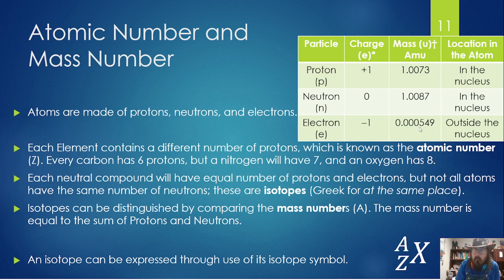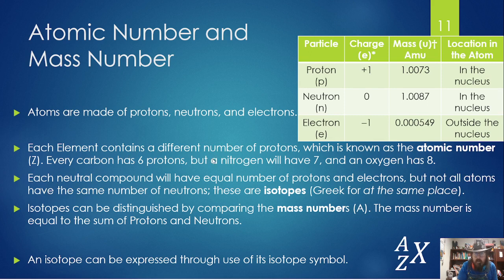So really, electrons are almost inconsequential when it comes to the mass. Each element is going to contain a different number of protons, which we're going to call the atomic number, Z.